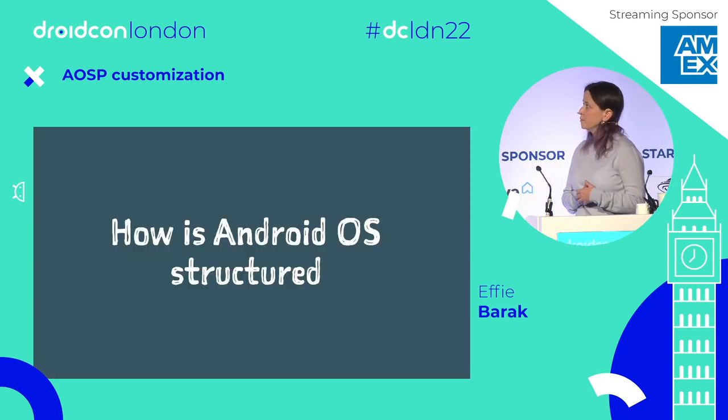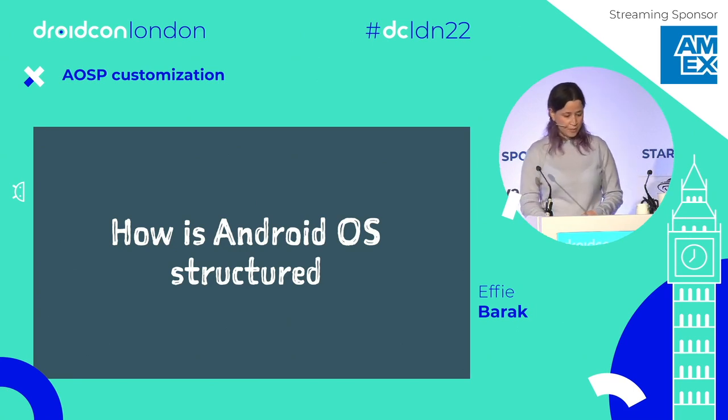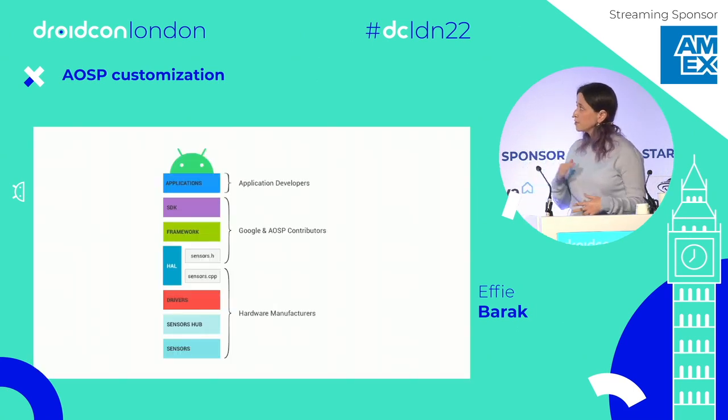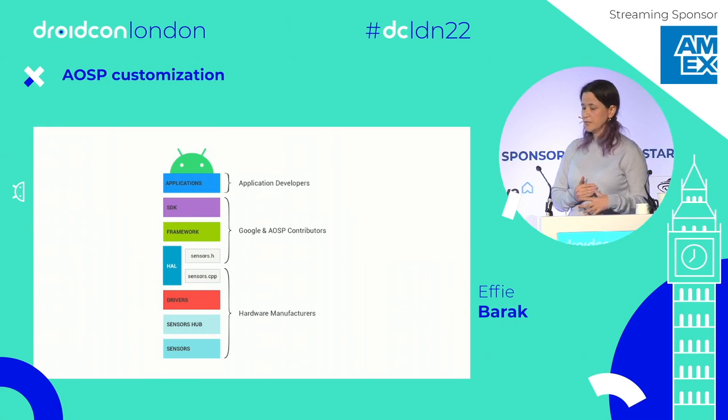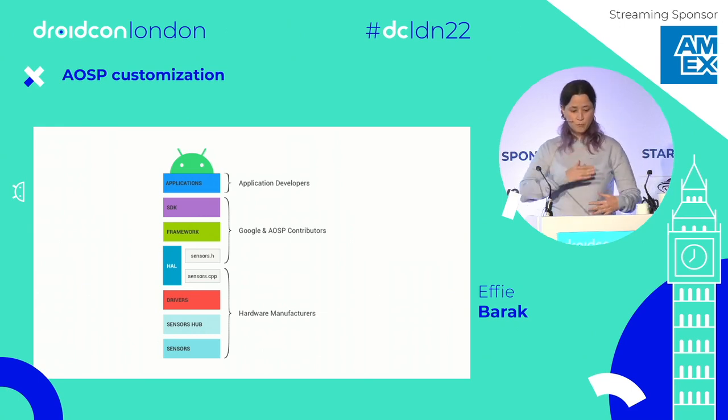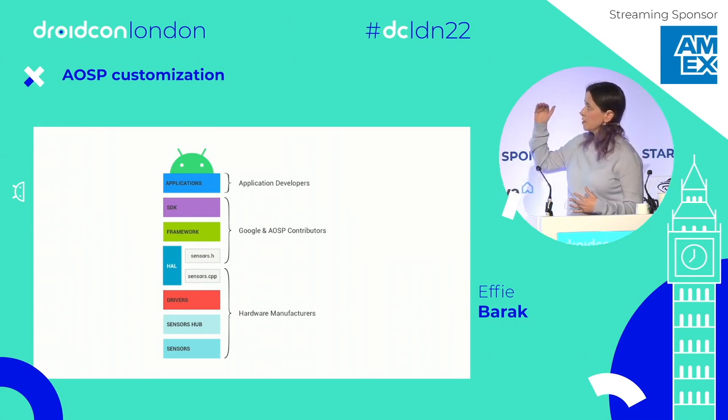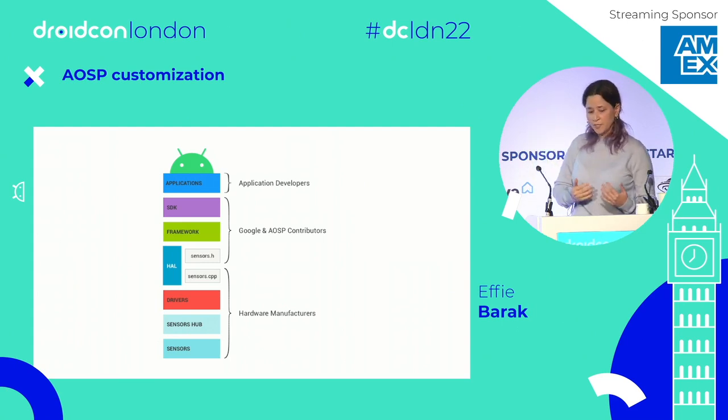So I want to start by talking a little bit about how AOSP is structured. I'm not going to go super deep into each of these levels. What I want you to conceptualize is that AOSP as a whole is made of two big blocks, divided into the hardware manufacturer, the bottom block, and the AOSP contributors and Google contributors, which is the top part. The top part is what we call AOSP. This is the open source part. This is the part we can read. This is the part we have access to.